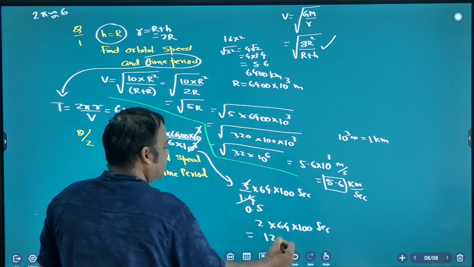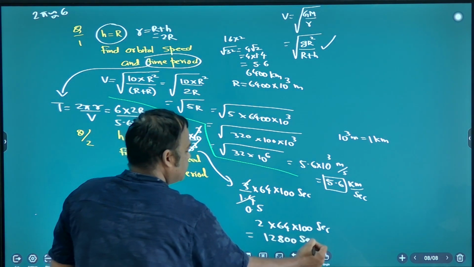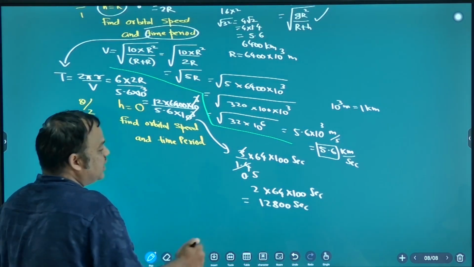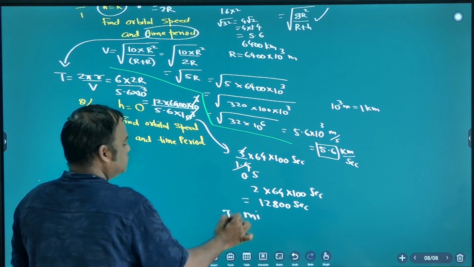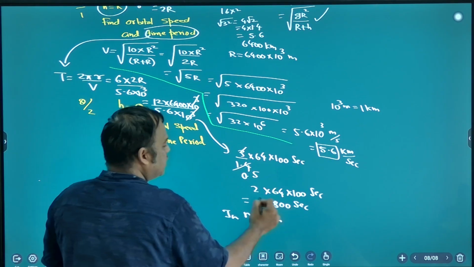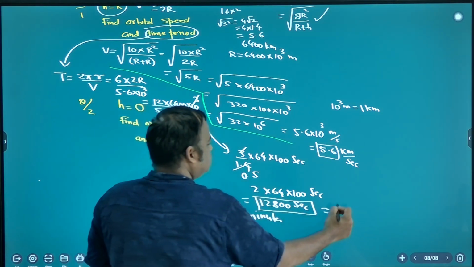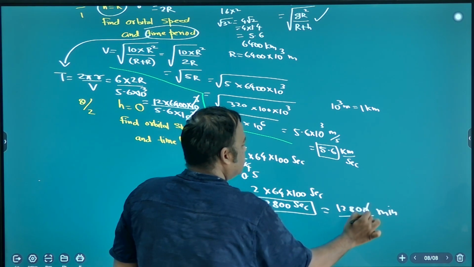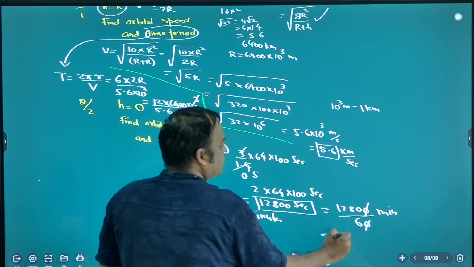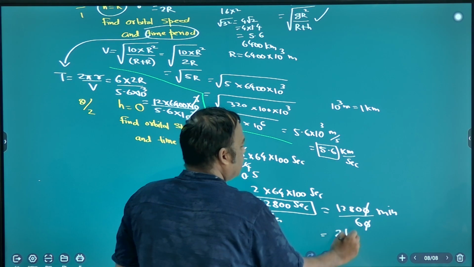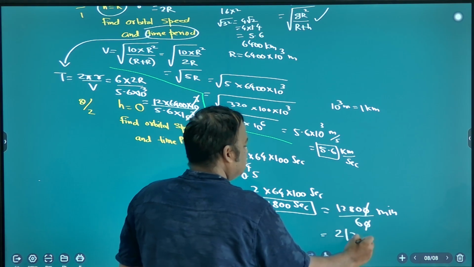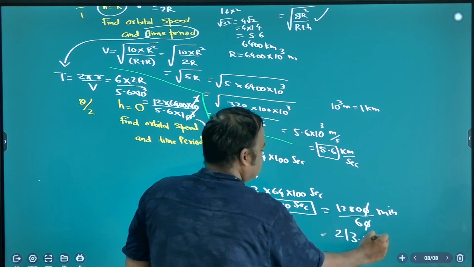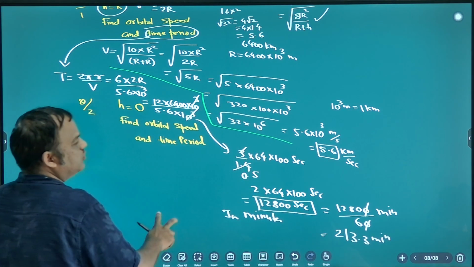So 12800 seconds. In minutes, how much? How to convert this into minutes? 12800 by 60 minutes. So this is approximately 213.3 minutes. Okay, 213.3 minutes. Clear?